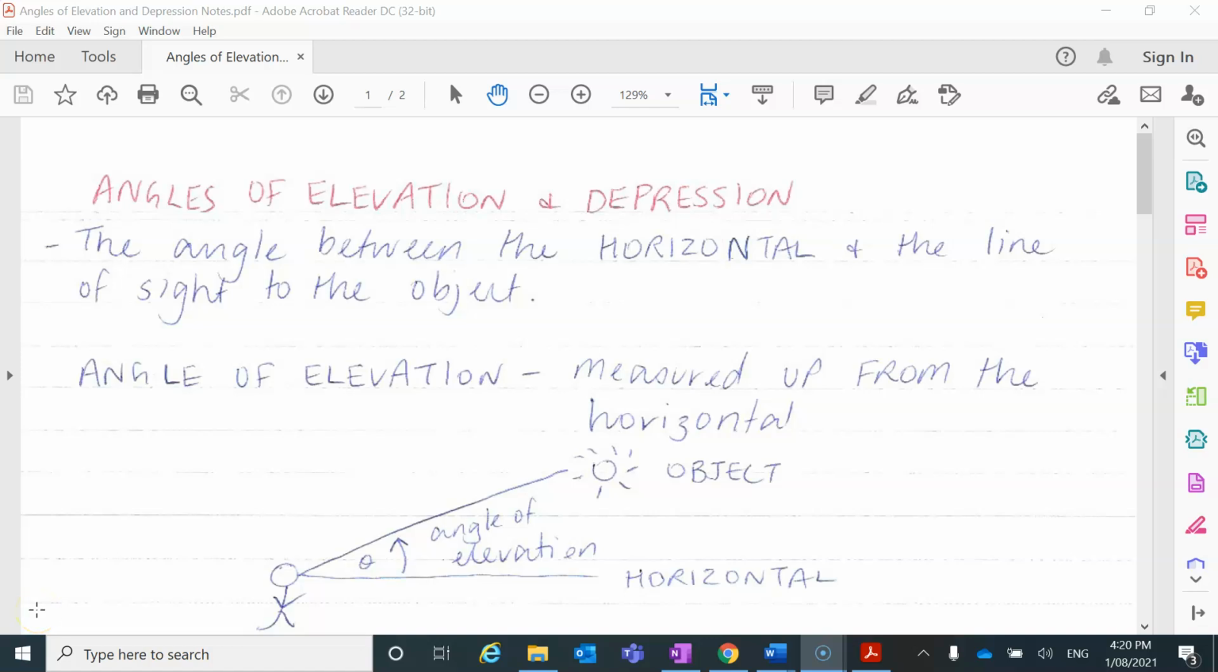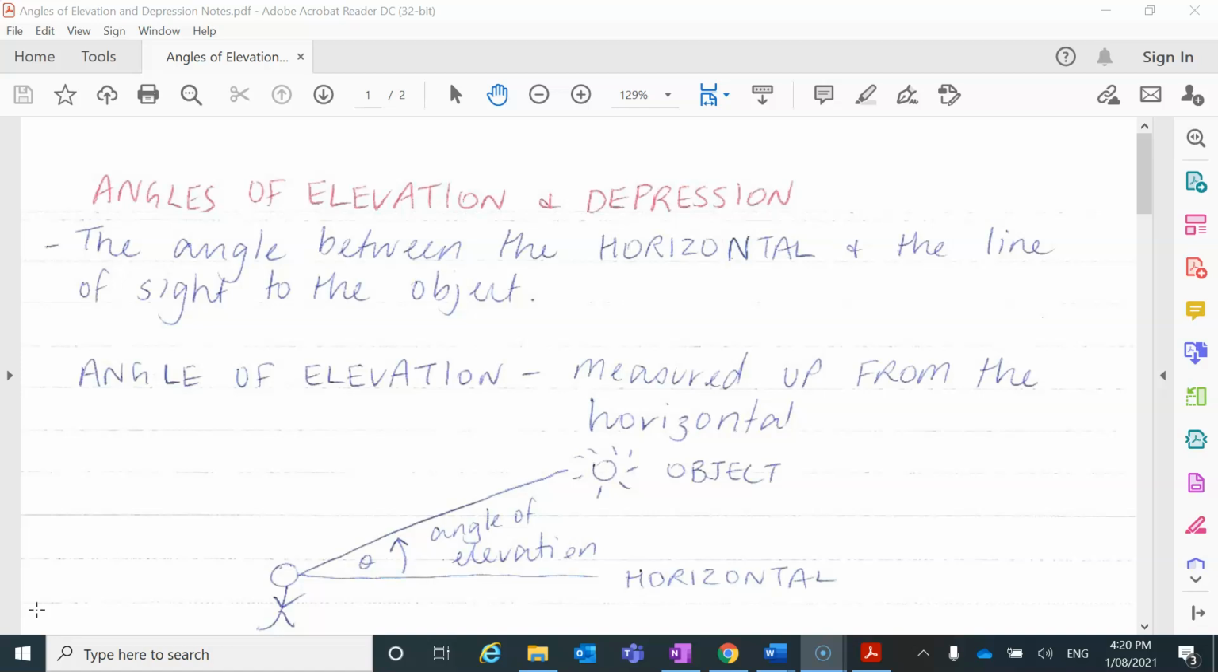Angles of elevation and depression are useful for solving worded practical problems using right-angled triangles. The angle of elevation and depression is defined as the angle between the horizontal and the line of sight to the object. An angle of elevation is measured upwards from the horizontal.